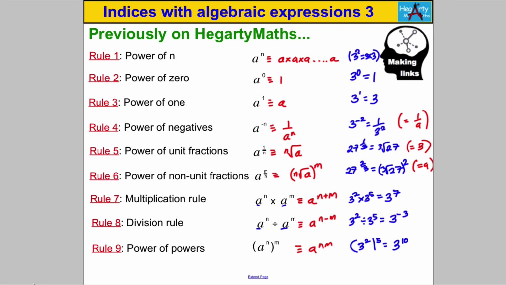Firstly, you need to know your indices rules, the 9 of them. We learnt them in the number strand. Go back there and be familiar with them if you're not already. Also, I'd like you to have watched indices with algebraic expressions 1 and 2 and got 100% on your test before trying this.